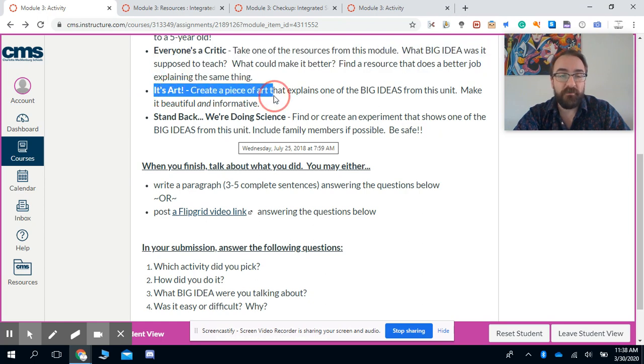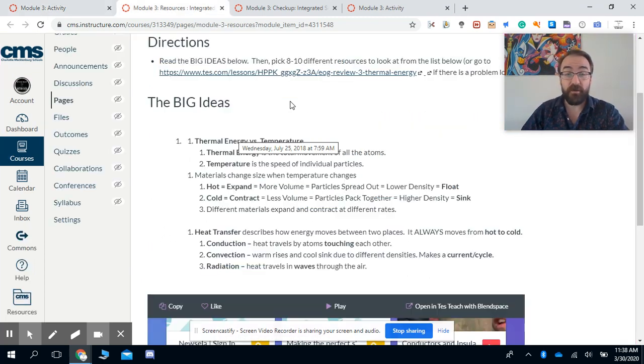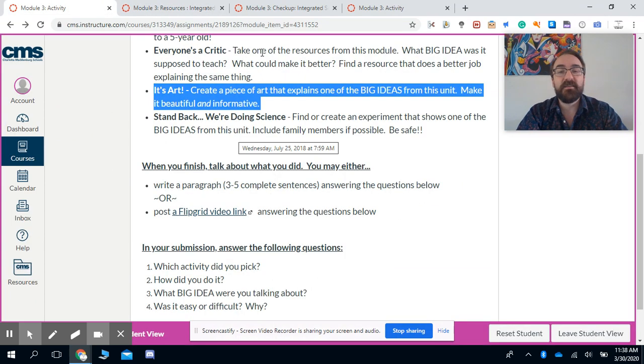Your third option is for my artistic, my visual people: create some kind of piece of art using one of the big ideas from the unit. Again, the big ideas. And it should be beautiful and informative. Like maybe a diagram or maybe some sort of infographic, whatever, as long as it shows one of the big ideas and it looks real nice.